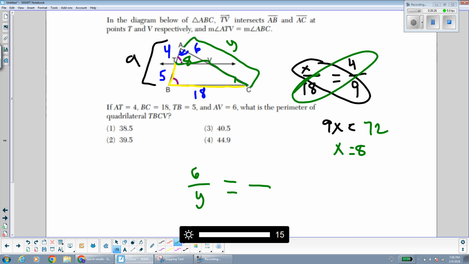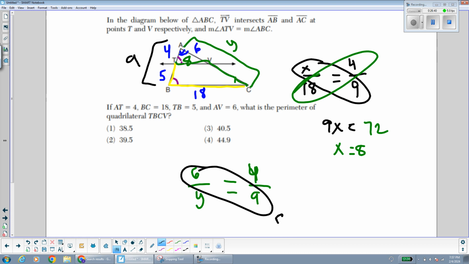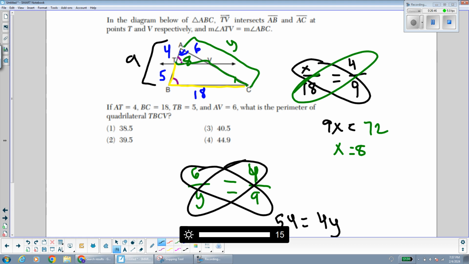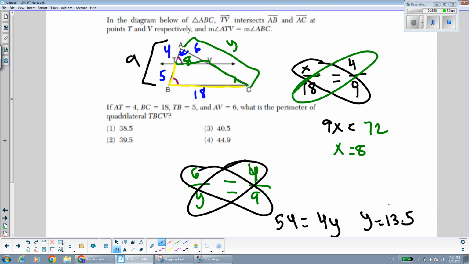And then I just need another side from the small triangle and its corresponding side from the big triangle. I'm just going to use 4 and 9 again, like I did in the last proportion. From here, I'm going to cross multiply. 9 times 6 is 54. And then over here, we have 4y. And we have y is equal to 13.5. So this whole side over here of the big triangle is 13.5.